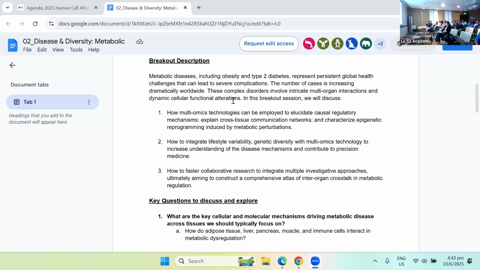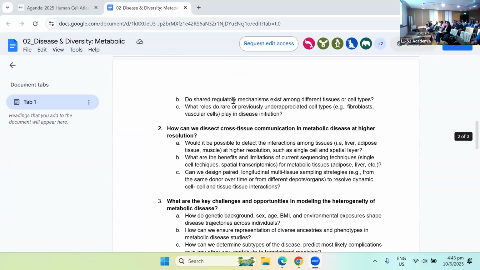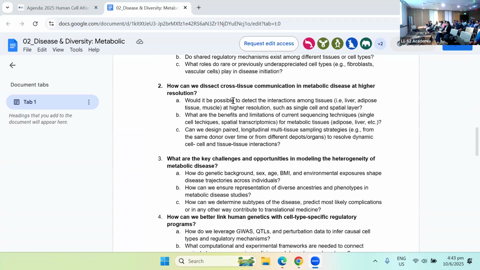And also, we want to explore cross-tissue communication. We know that there is a certain relationship, for example, between your gut and your brain, when you stimulate your appetite and diet. So how do we not only connect the cell types within the same tissue, but also connect at the tissue level?